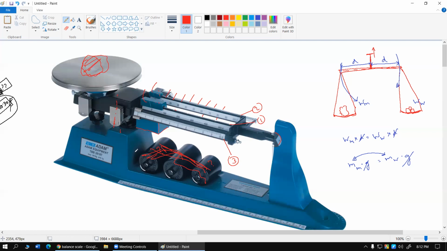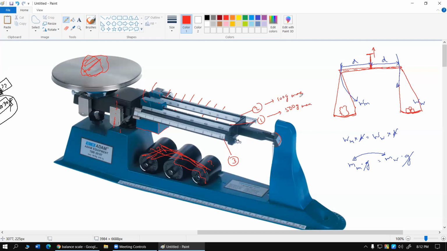Try to understand the graduation or the breakdown of this scale. The maximum reading that this large mass can give us is 500 gram on scale number 1. So what is the scale max value? 500 gram max. If we push it all the way to the right edge, we're going to have a reading of 500 gram. The maximum reading that scale number 2 can give us is 100 gram.